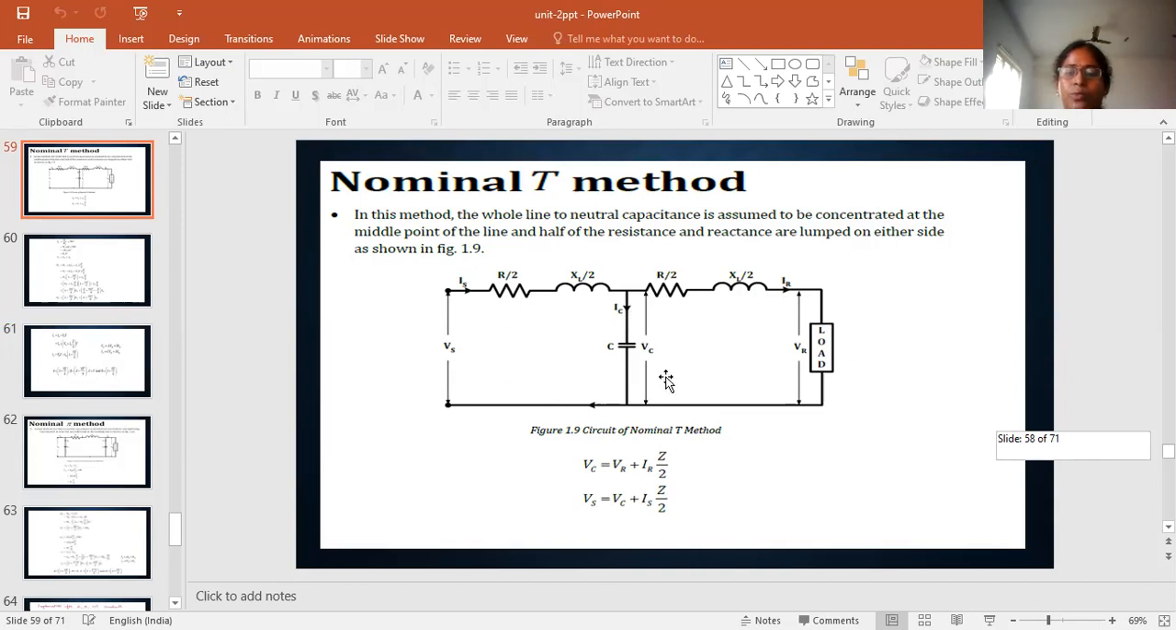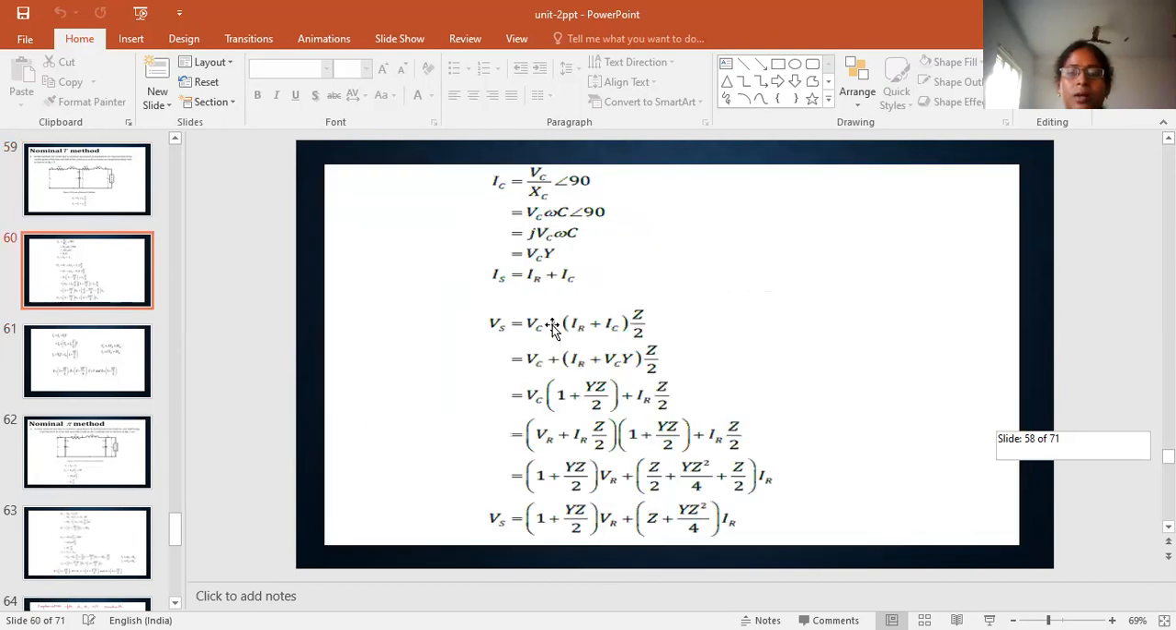Okay, we'll derive the expression for Vc equal to VR plus the drop, which is IR into Z by 2, and Vs equal to Vc plus the drop, which is Is into Z by 2. By using these two equations, we can derive the expressions. Also, for the charging current, Ic equal to Vc by Xc. Here 1 by Xc equal to Y, so that value we can directly write in place of 1 by Xc. So Ic equal to Vc into Y.